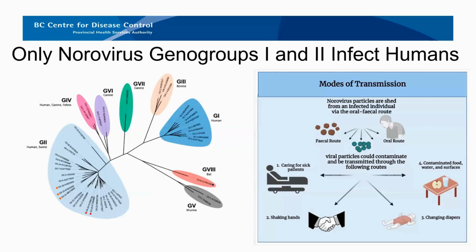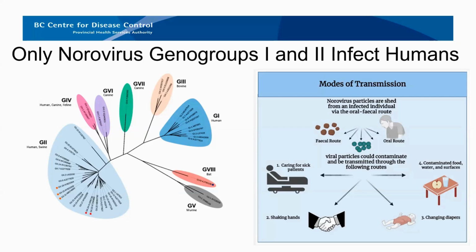So you may have seen on the previous slides the mention of some of the genotype names. You'll hear G2.4, G2.17. So I will give you a little crash course in norovirus nomenclature and a little bit more detail about the virus itself. Noroviruses are a broad group of viruses. They belong to the Caliciviridae.